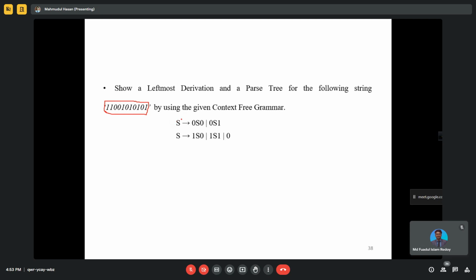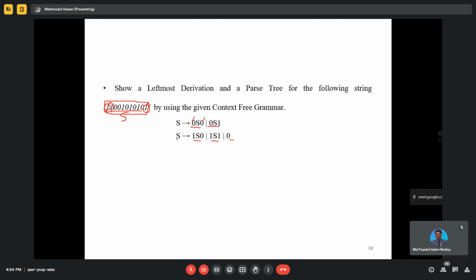When you replace this S with any of these, you cannot change the first one and the last one, but you can change the middle one. So when you put the production rule, you need to be careful. You can consider this part as S, because you can change this S, but this one and this one you cannot change.